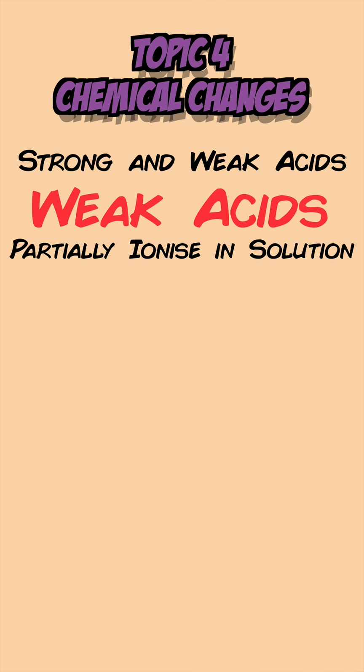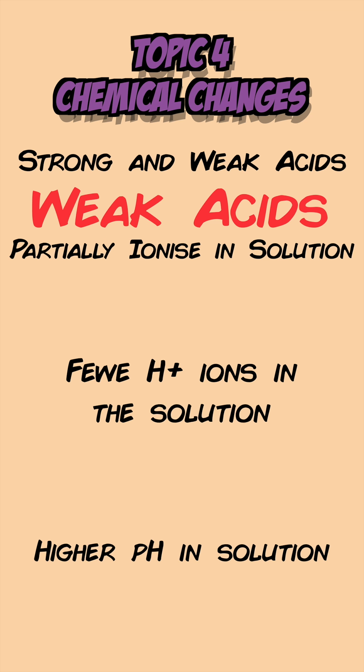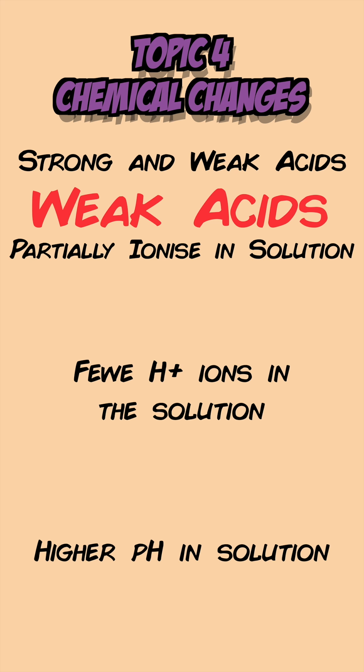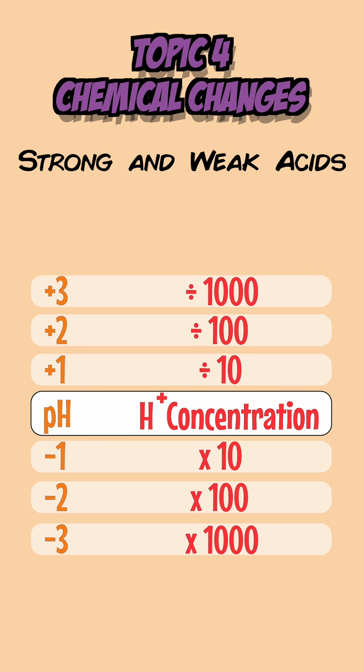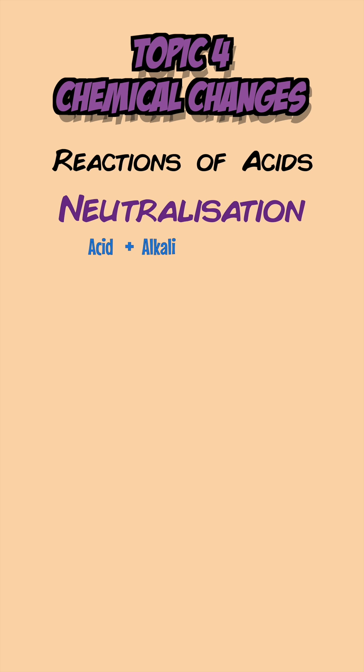Weak acids, however, only partially ionize, as only some of their particles break up into ions, and this usually means they have higher pHs. This is because there are fewer H+ ions released into the solution, which means the H+ ion concentration is lower. The relationship between H+ ion concentration and pH is that if you increase the H+ concentration by 10 times, the pH decreases by 1. So using this rule, you can predict the pH change of a solution by seeing how much its H+ concentration changes by.